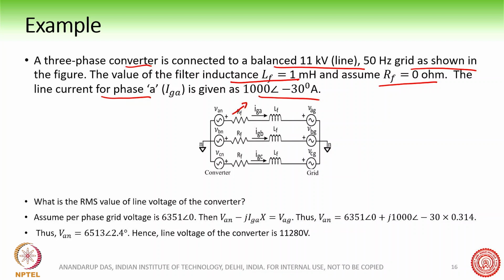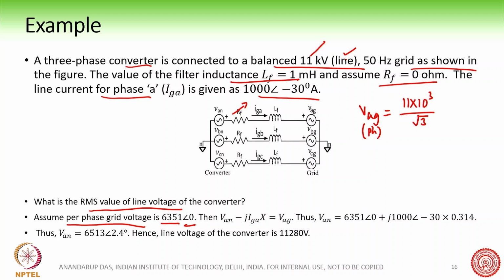Now this is very similar to the previous, but now we will do the three-phase calculation. What is the RMS value of the line voltage of the converter? In order to do that, we assume the per phase grid voltage. The 11 kV is a line voltage here. So VAG, the phase voltage, will be 11 kV divided by root 3, right? That is 6351 volt at angle 0.